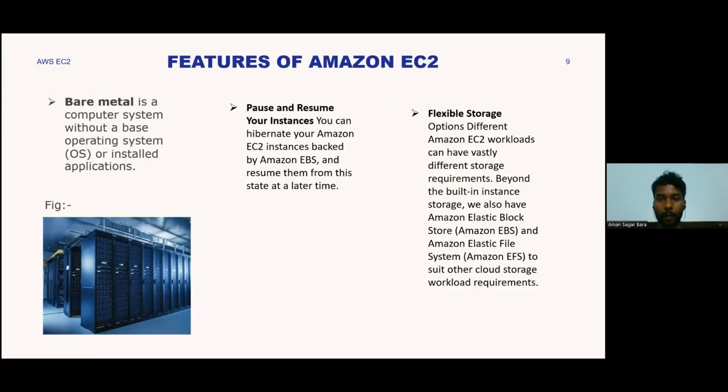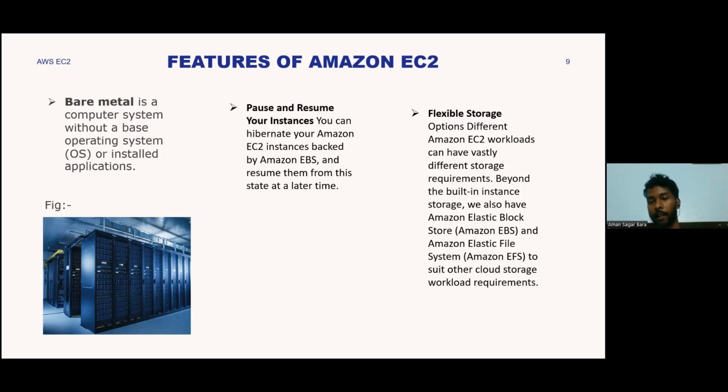And these are the features of Amazon EC2. First is bare metal. Bare metal is basically the hard disk in which the operating system is installed, where whatever information comes to bare metal comes directly to the hard disk. There is no hypervisor that sees where the information comes from, and this is called bare metal. And pause and resume instance means that if we don't want any server, then we can pause, and if we want to start any server, then we can resume it.